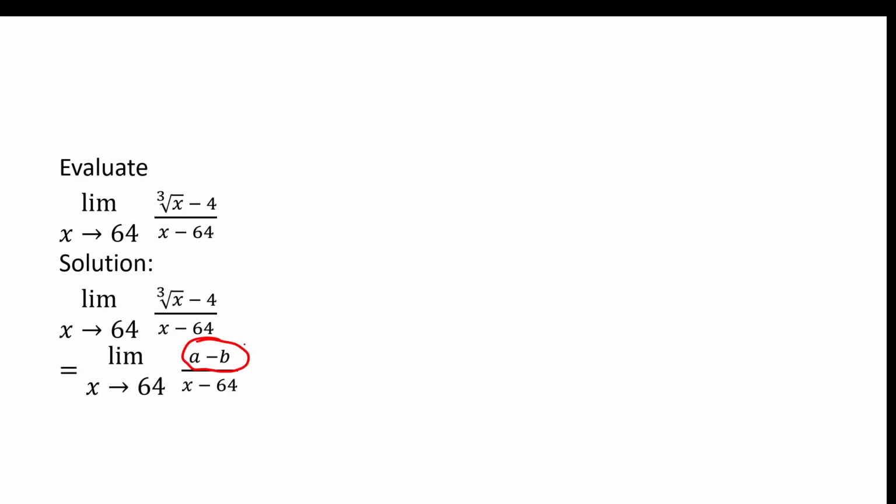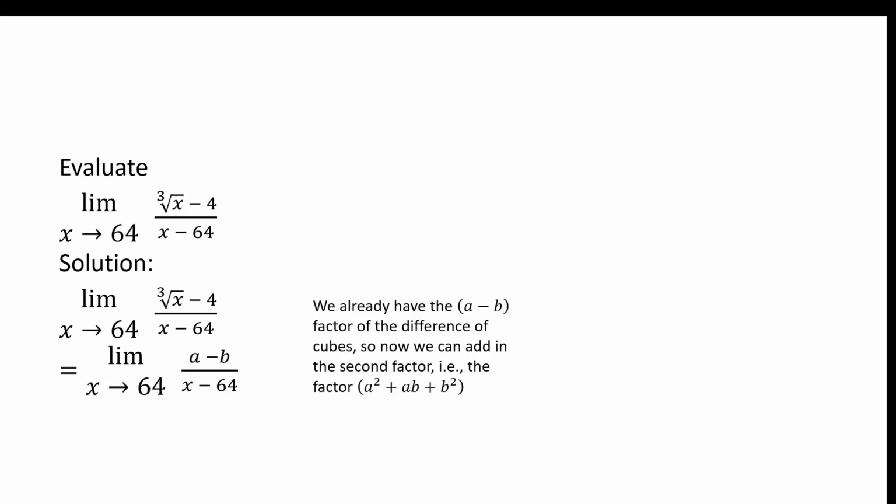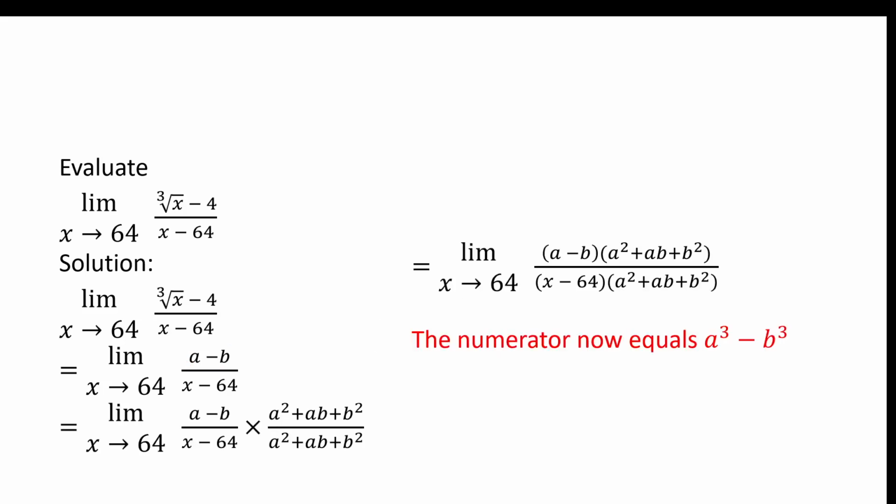Okay, now we're looking to create a difference of cubes. So we already have the a minus b factor. So now we add in the second factor, which is a squared plus ab plus b squared, and we introduce that to the top and to the bottom. So now up top we have a minus b times a squared plus ab plus b squared, and on the bottom we have x minus 64 times a squared plus ab plus b squared.